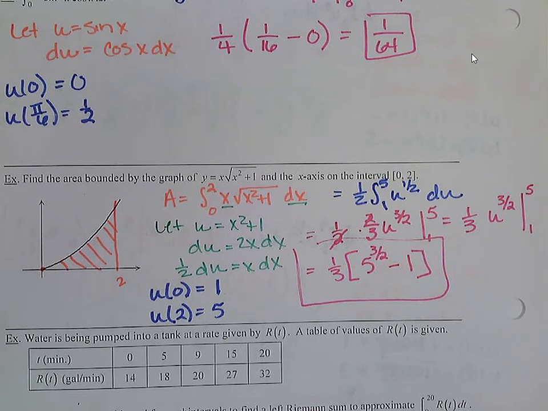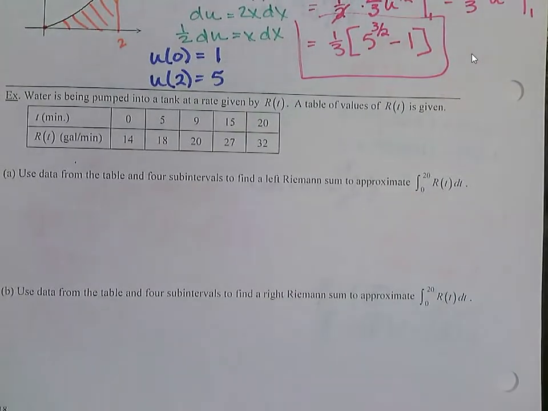All right, I want to go ahead and start discussing the next one, but I'm going to let you guys try finishing it up on your own. It uses some of the old concepts that we've talked about previously. It says that water is being pumped into a tank at a rate given by R of t. The table of values for R of t is given. They want us to use the data in the table and 4 subintervals to find a left Riemann sum to approximate the integral from 0 to 20 of R of t dt. And then they want us to do the same thing with a right Riemann sum.